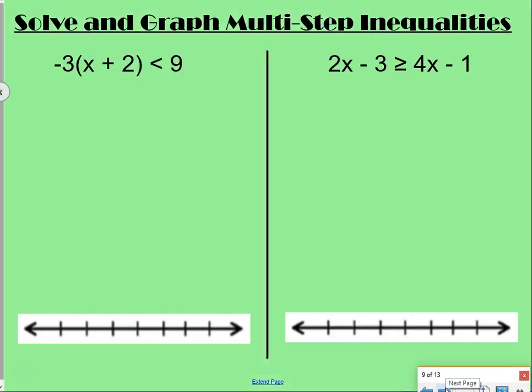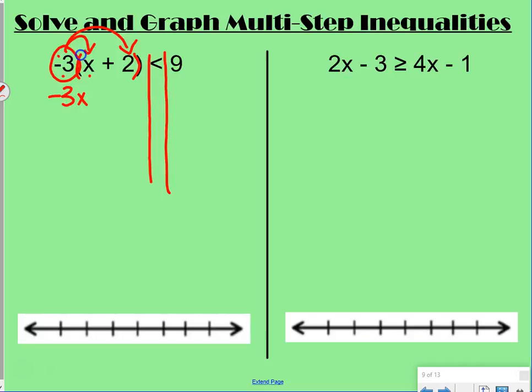Next two examples, little bit more steps. We have parentheses, which means we're going to distribute the negative 3 to both numbers. Negative 3 times x is negative 3x. Negative 3 times 2 is negative 6. Now we can undo our minus 6 with a plus 6 on both sides. Bring down the negative 3x, bring down the less than sign. 9 plus 6 is 15.